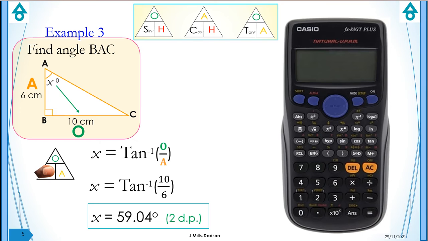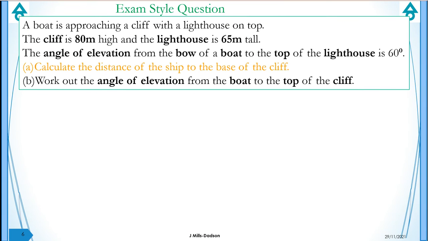How do we use this in a typical exam question? These are just simple examples. You can pause the video and just read the question yourself to make sure you understand. A boat is approaching a cliff with a lighthouse on top. The cliff is 80 meters high. The lighthouse is 65 meters tall. The angle of elevation from the bow of the boat to the top of the lighthouse is 60 degrees. Calculate the distance of the ship to the base of the cliff. That's A. B. Work out the angle of elevation from the boat to the top of the cliff.